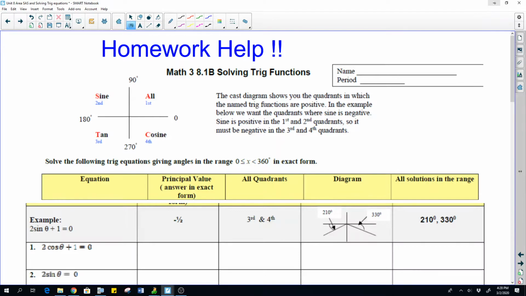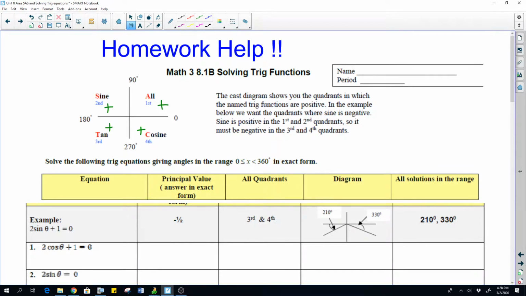Okay, so this is our Math 3 8.1b Solving Trig Functions worksheet. And so this diagram, All Students Take Calculus, is showing where all of them are positive, only sine is positive here, tangent is positive here, and cosine is positive here. So that's important to know.